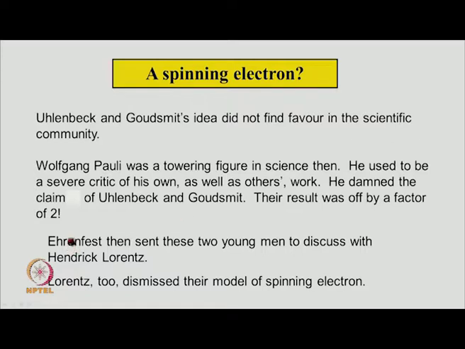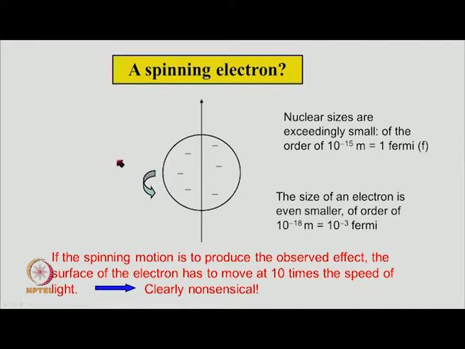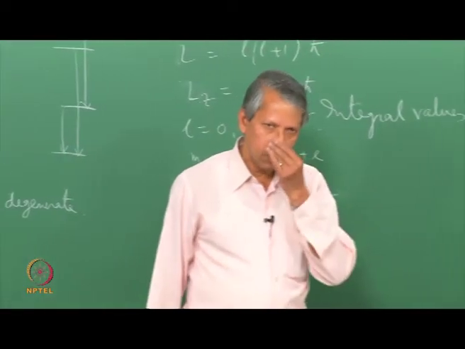So, then Ehrenfest sent these 2 young men to discuss with Hendrik Lorentz. Lorentz too dismissed their model of spinning electron. What is the Lorentz complaint? Here it is: okay, if the charge is rotating, it can produce a magnetic field, fine, but let us estimate what type of situation one needs to produce a situation which can explain this deflection.